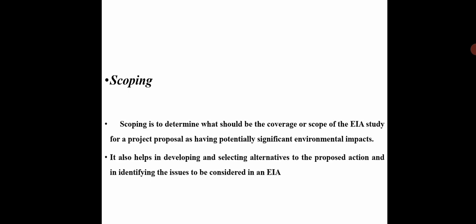Scoping is used to determine what should be the coverage or scope of the EIA study for a project proposal. It also helps in developing and selecting alternatives to the proposed action and in identifying the issues to be considered in an EIA. So scoping is used to define the scope of the EIA study.